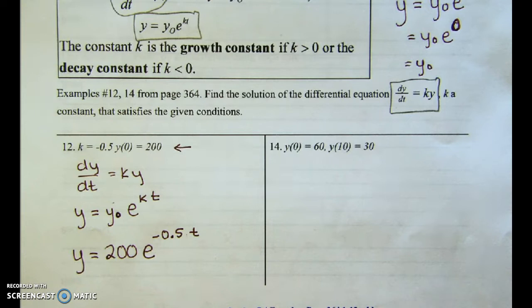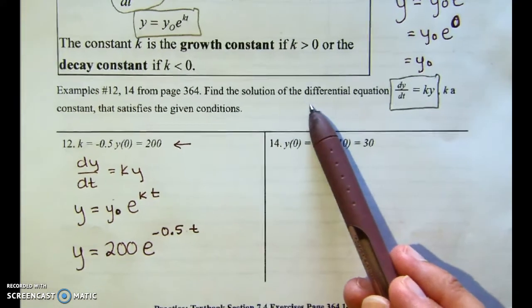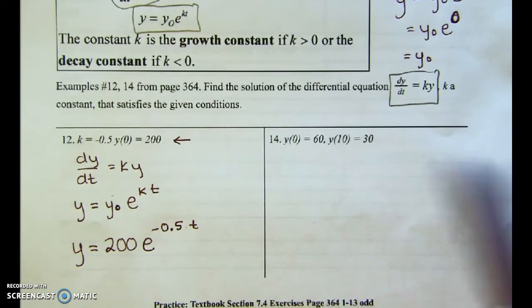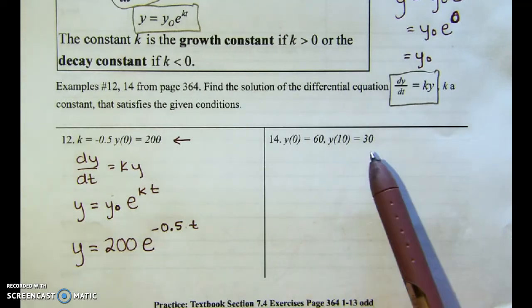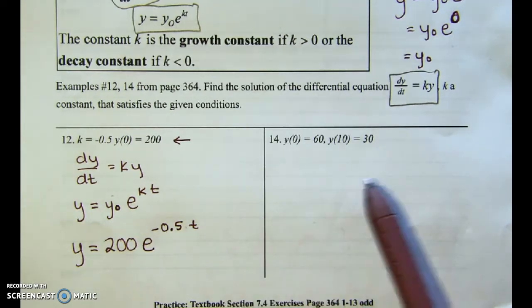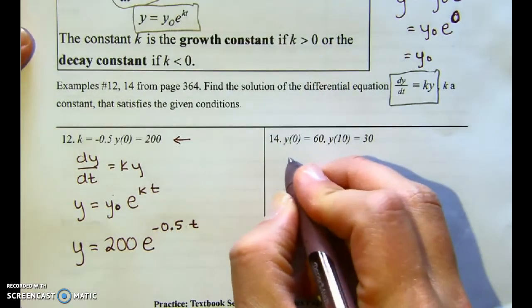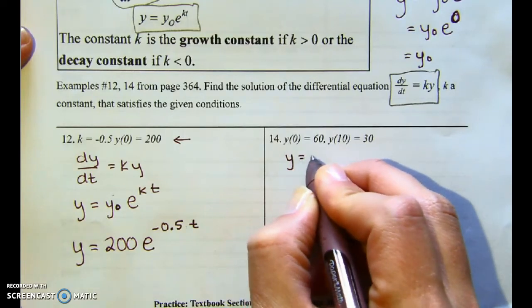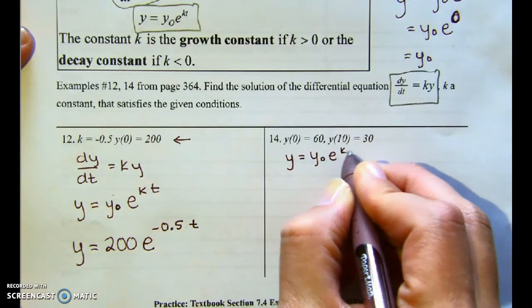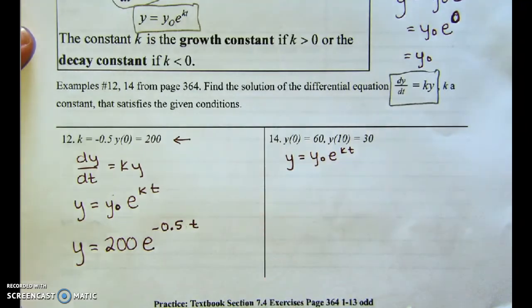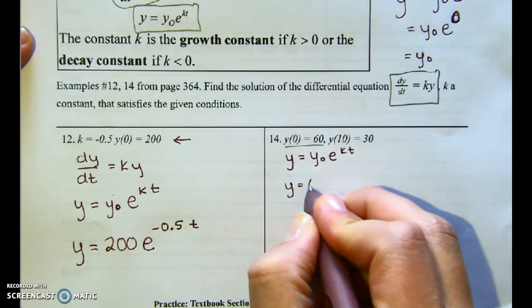We're done. Find the solution to the differential equation with k as a constant that satisfies the given conditions. Now on this one, did they give us k? No, here we just plugged in k. They didn't give us k, so we're going to find it. And we know that y equals y naught e to the kt. So y naught, did they give us the initial condition? 60. So we know 60 goes here.